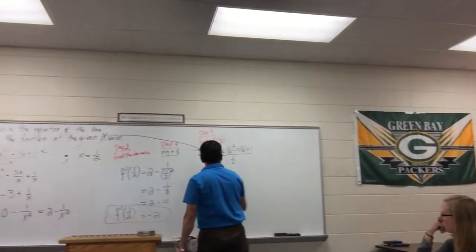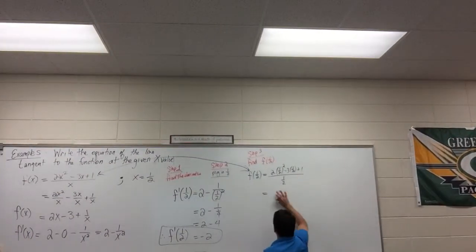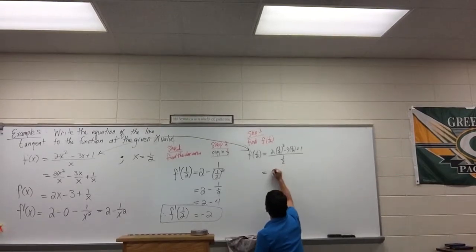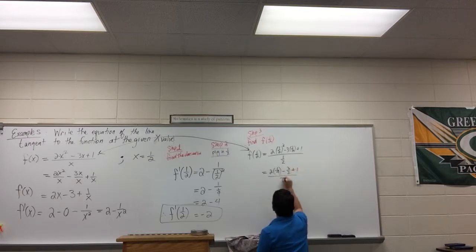All right, what do we got to do here? You're expected to be able to do this kind of arithmetic on the test. 1 is minus 3/2 plus 1 over half. This is a half minus a 3/2 plus 1 over 2.